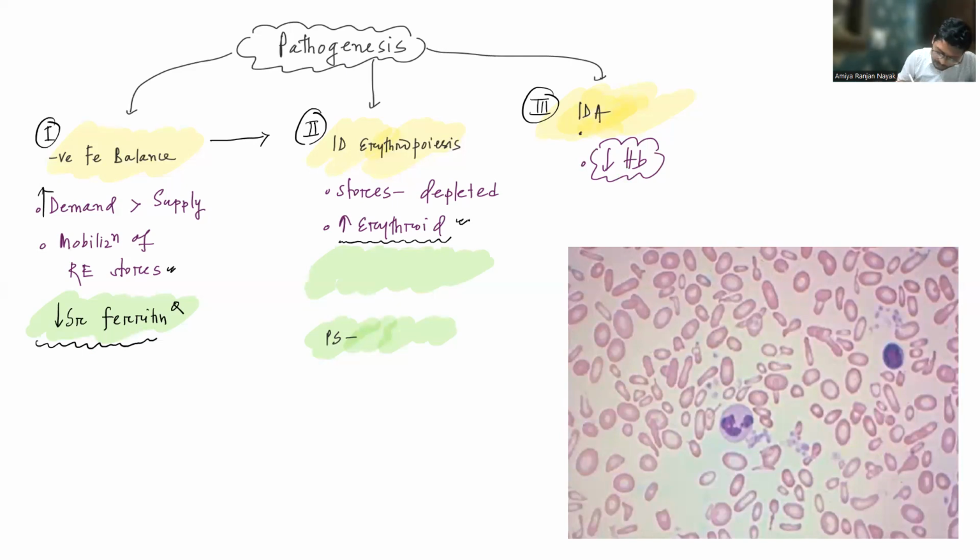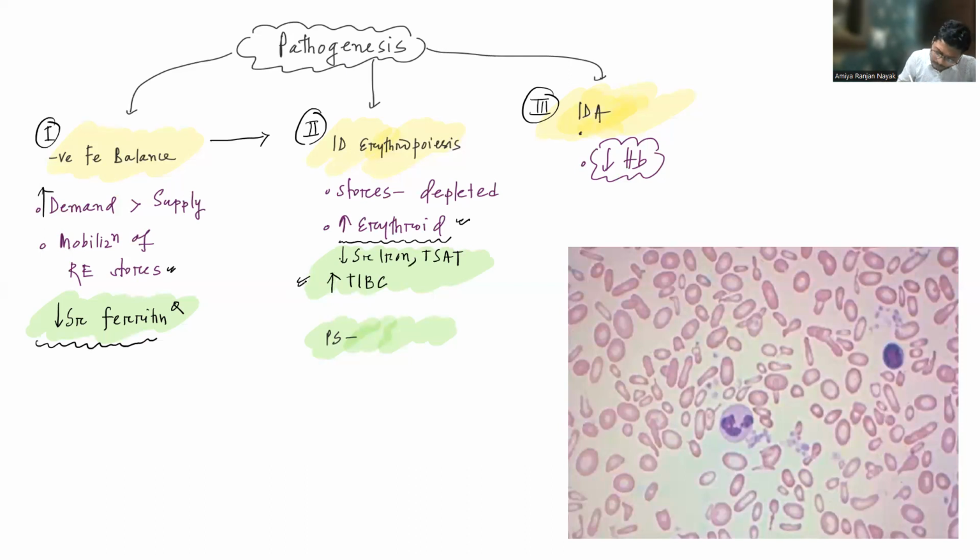In this condition, along with reduction in serum ferritin, there will also be reduction in serum iron and the transferrin saturation. And also, as we have discussed, whenever the patient is iron deficient, there will be an increase in transferrin. So that will cause increased total iron binding capacity. Okay, so all these features we are going to get in the phase of iron deficient erythropoiesis.